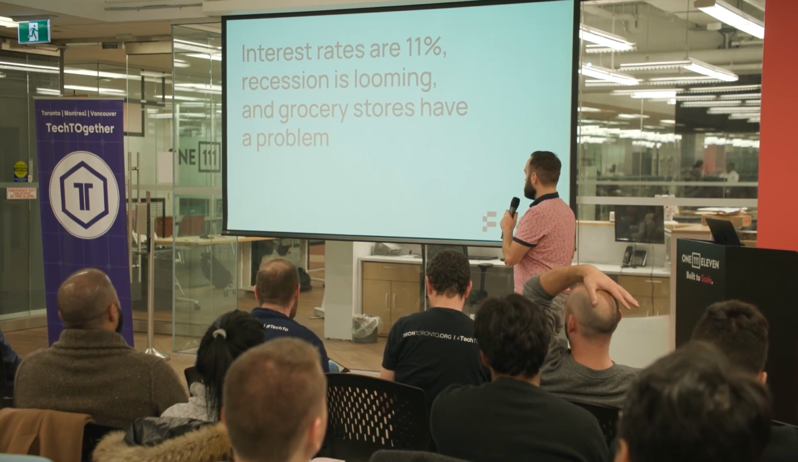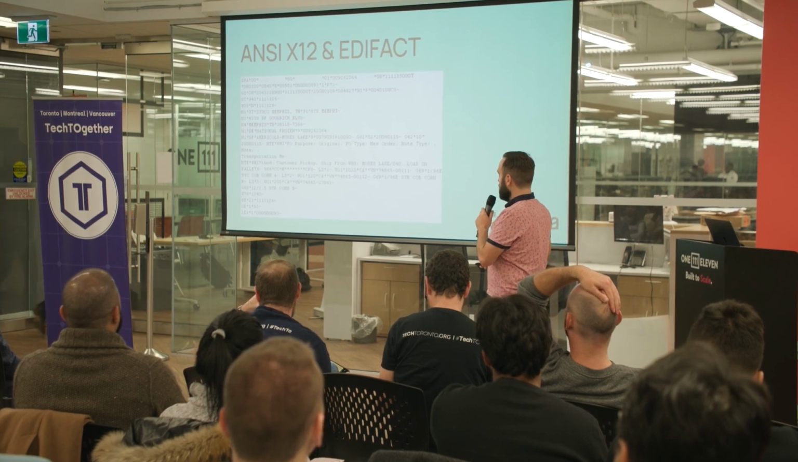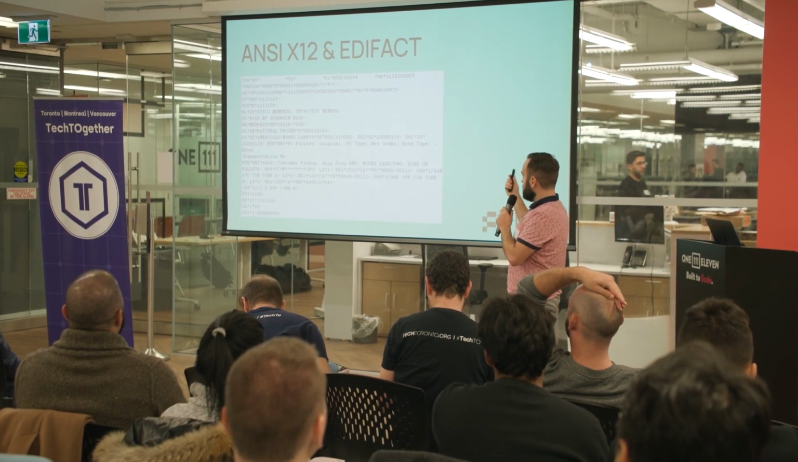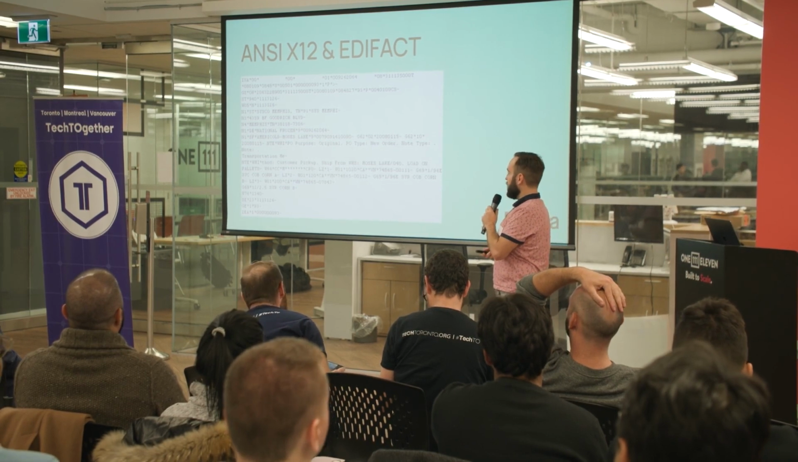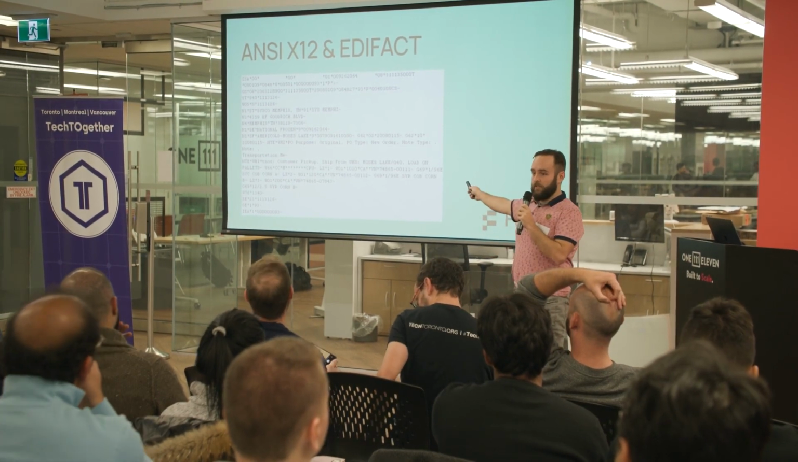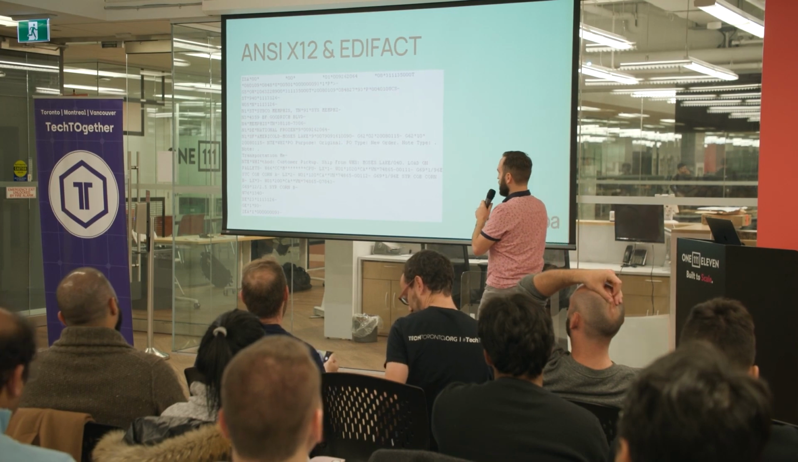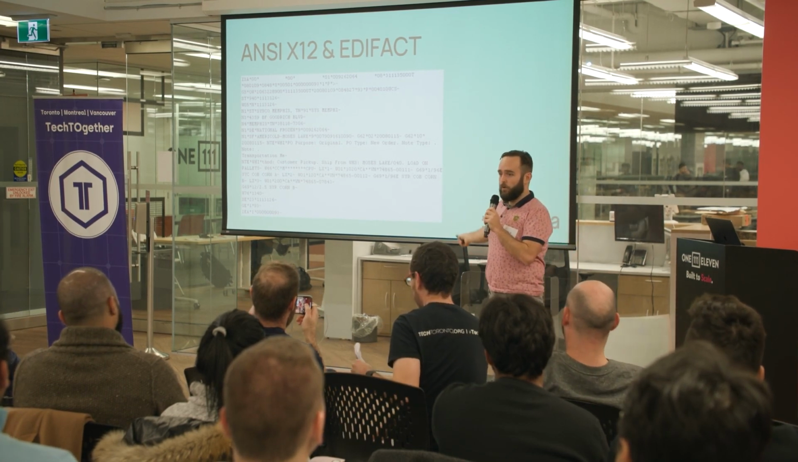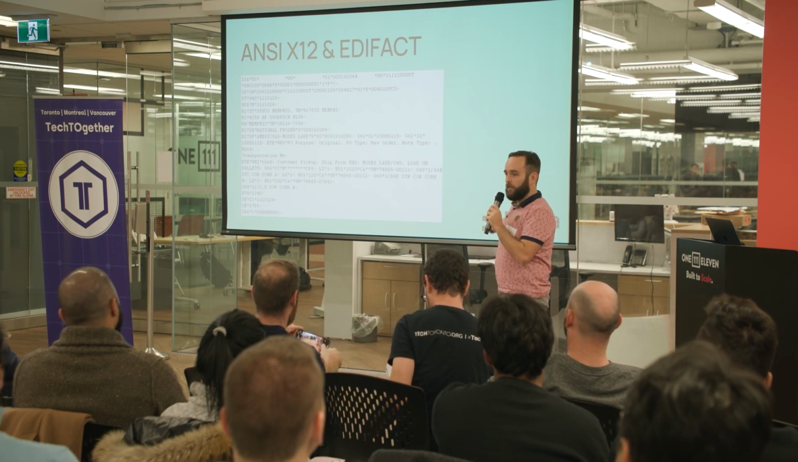So the grocery stores, they come up with a solution to that problem, and it's called ANSI X12, and the UN comes up with a different version of it called EDIFACT. And if you've never seen one of these, this is a screenshot of what X12 looks like. This powers everything from grocery stores to shipping companies.